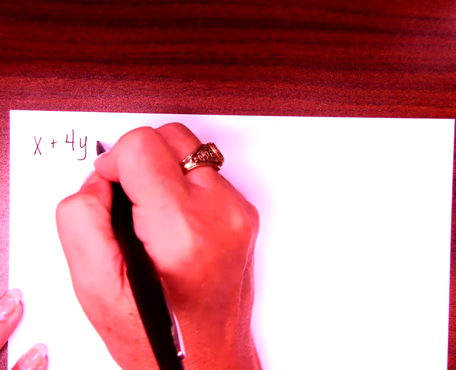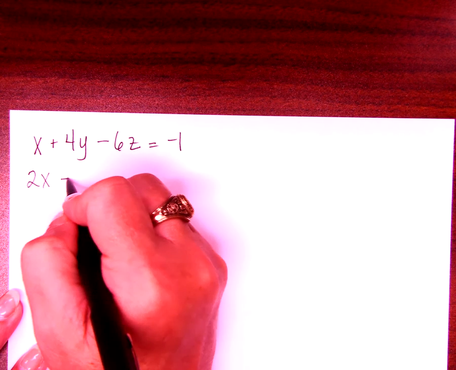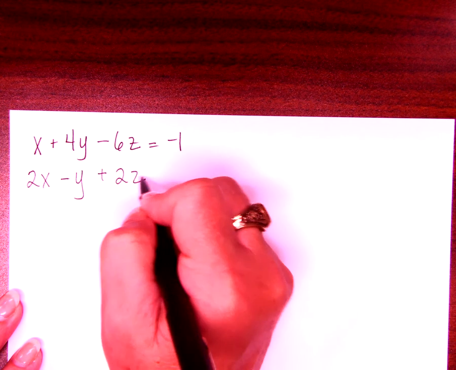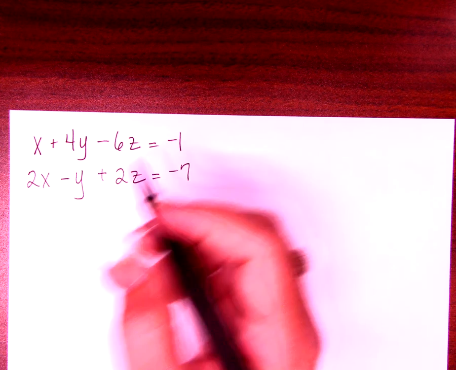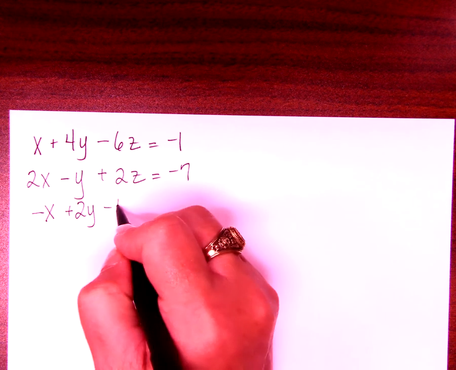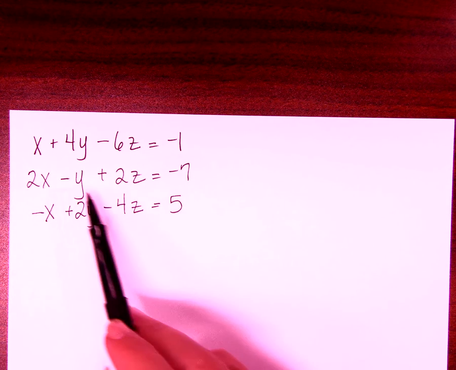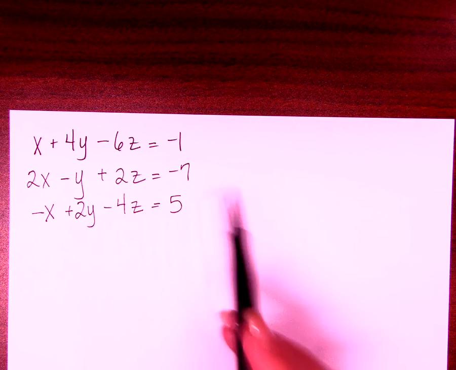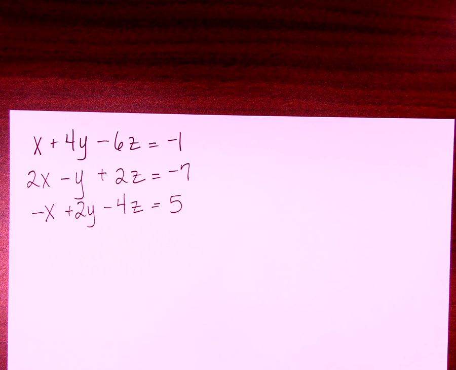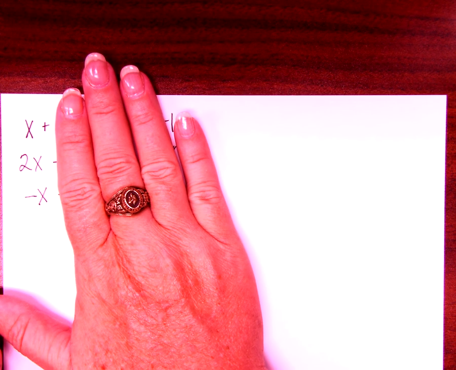Let's do this one. X plus 4y minus 6z equals negative 1. And 2x minus y plus 2z equals negative 7. Negative x plus 2y minus 4z equals 5. Okay, ready? Which variable would you like to eliminate? Think about it for a second. How easy is x going to be to eliminate?